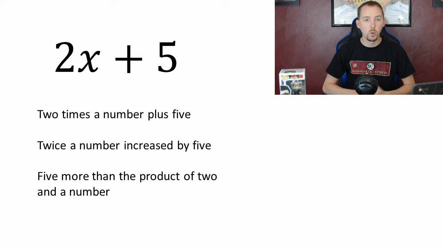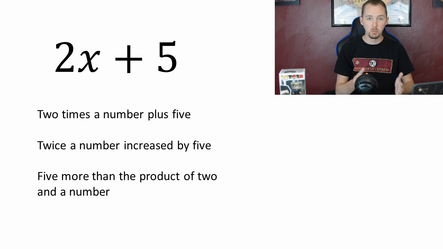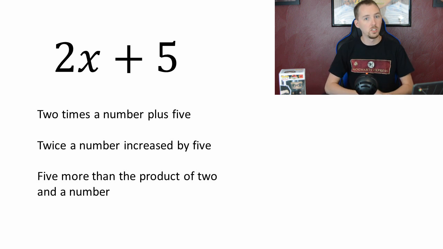The easiest way to translate this into words is to simply just say 2 times a number plus 5. It's the easiest way. It's not really complicated. You're simply translating each letter and symbol and number in order that you see them. Another just as easy way, you could say twice a number increased by 5, or twice a number plus 5. We are simply taking that 2x and we're turning it into twice a number because we're multiplying by the number 2.